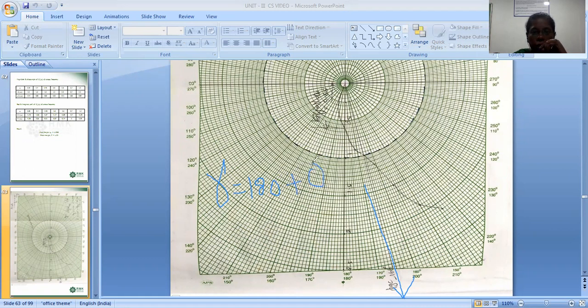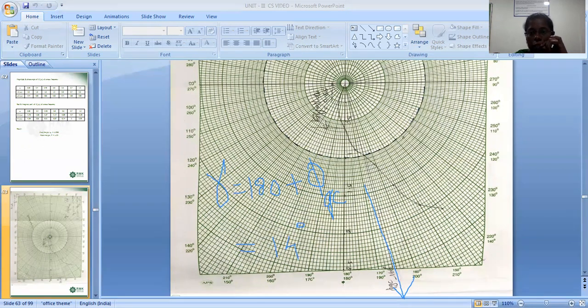Here we are getting this phi gc as minus 166. So we substitute here: 180 minus 166 will be 14 degrees. So 14 degrees is our phase margin gamma. This is how you have to get the phase margin.